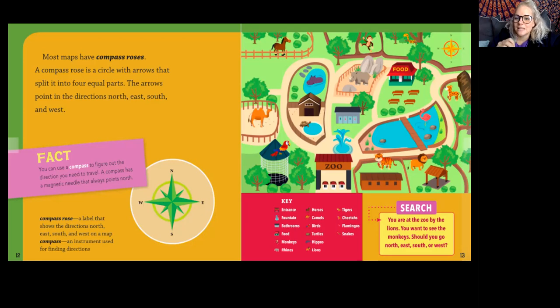Okay, so you are by the lions. So you are right here. And you want to go see the monkeys. Okay, so the monkeys are up here. So from the lion, you can see that north is this way. So you would go north and then you need to go a little bit west. So this point right here is actually a combination. It's called northwest. So you would need to go northwest to find the monkeys. But if you said north, that's good too.